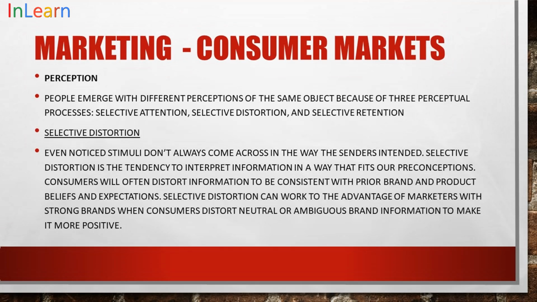Selective distortion. Even noticed stimuli don't always come across in the way the senders intended. Selective distortion is the tendency to interpret information in a way that fits our preconceptions. Consumers will often distort information to be consistent with prior brand and product beliefs and expectations. Selective distortion can work to the advantage of marketers with strong brands when consumers distort neutral or ambiguous brand information to make it more positive.